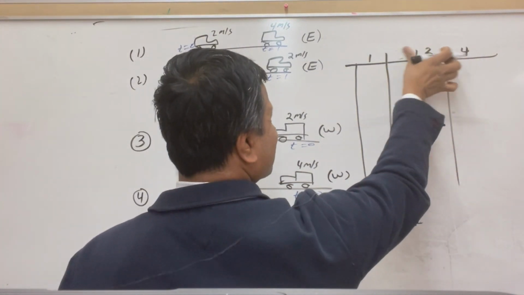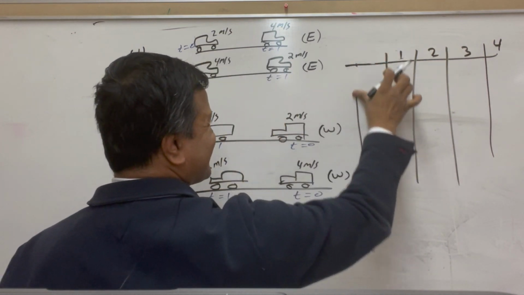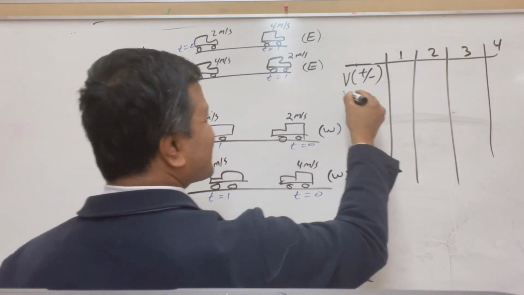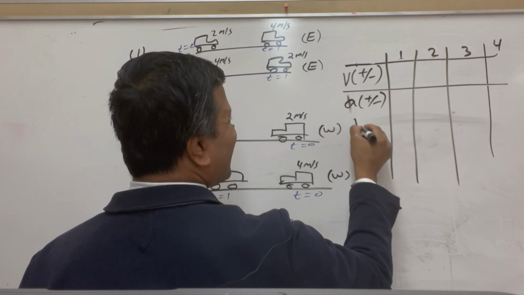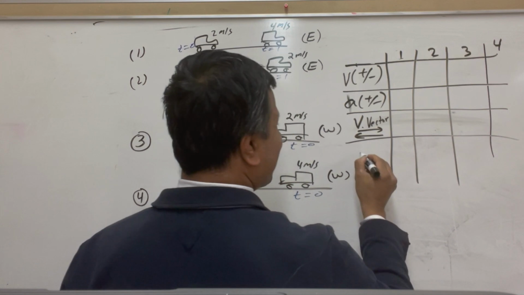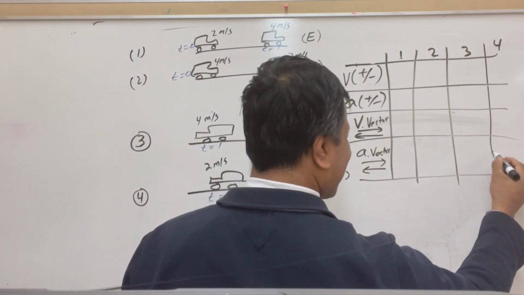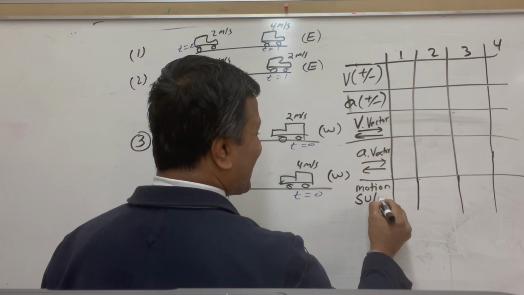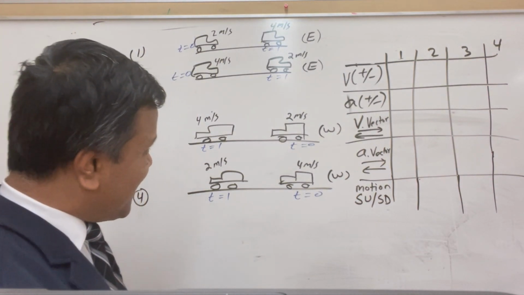Okay, let's make more room. Let's write velocity, either positive or negative. Then acceleration, either positive or negative. Velocity vector, either east or west. Acceleration vector, either east or west. And then finally motion, either speeding up or slowing down. So much physics we are getting from here. So I know you are excited.